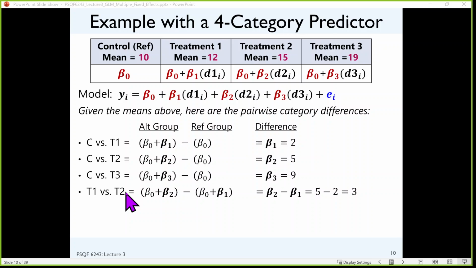Treatment 1 versus treatment 2 is not given directly by the slopes, but it's given indirectly by comparing them. So if the treatment 2 group mean is this right here, the treatment 1 group is this one right here, I do the math. The beta zeros cancel, and I'm left with beta 2 minus beta 1. That works out to be this difference is 5, this difference is 2, the difference of the differences is 3. So stare at that for a second and let that sink in.